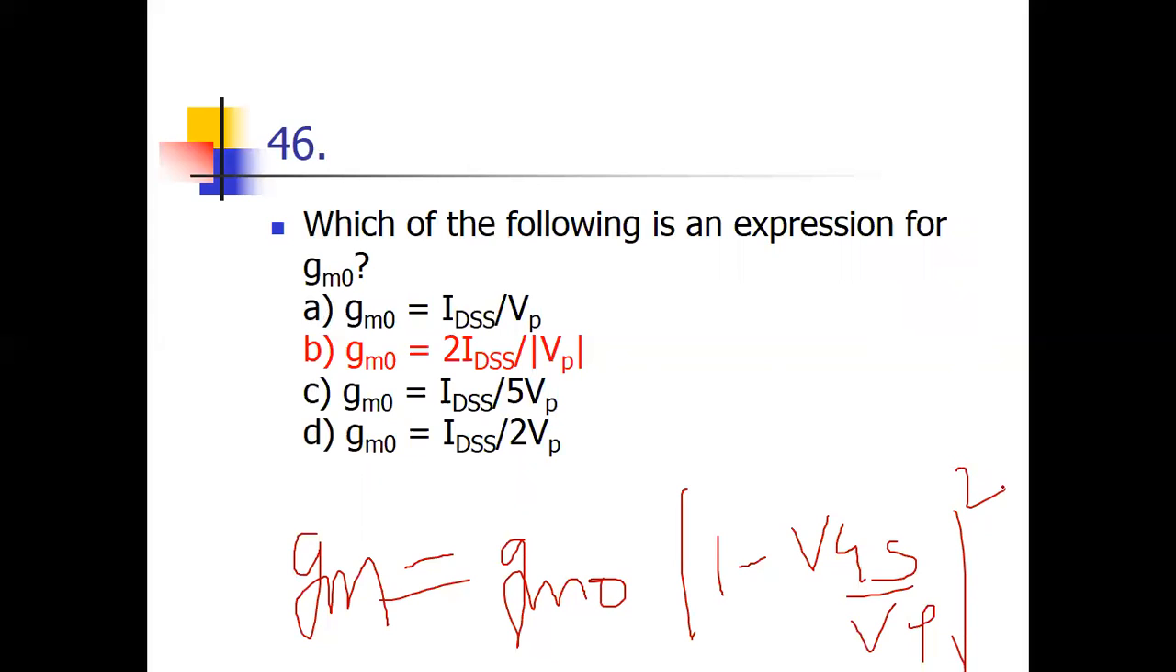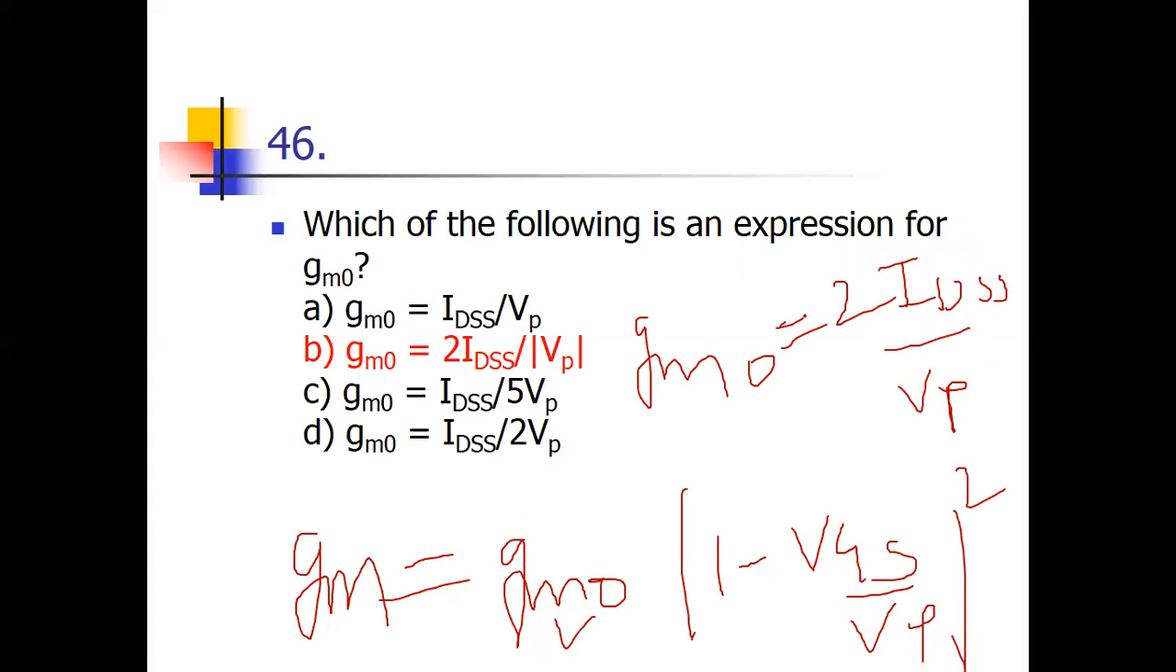Okay, this is for transconductance. Now for GM naught, the expression is 2 IDSS upon VP. This expression is the same for a JFET and D-MOSFET. It is not used for E-MOSFET.